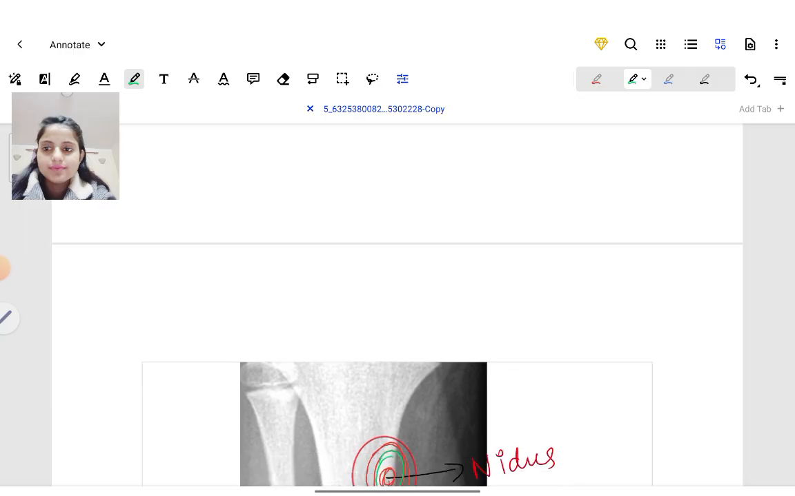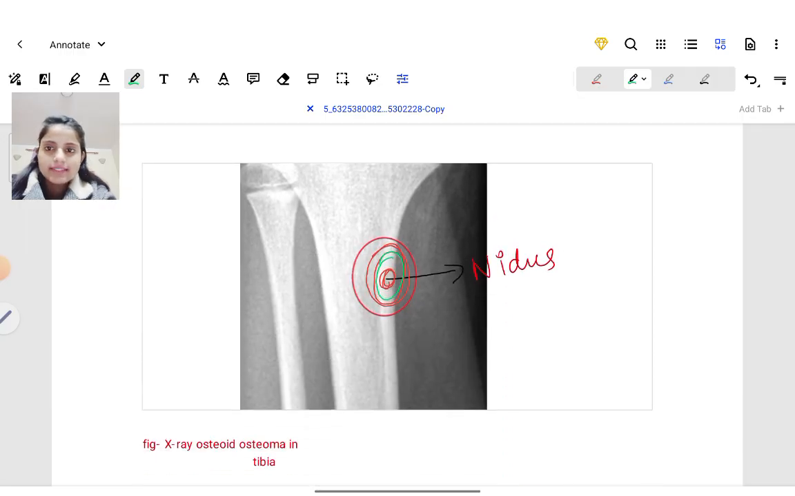Prognosis is good. This is the X-ray of the osteoid osteoma of the tibia. Here we can see this nidus which is surrounded by the dense sclerotic bone. This is all about the osteoid osteoma.